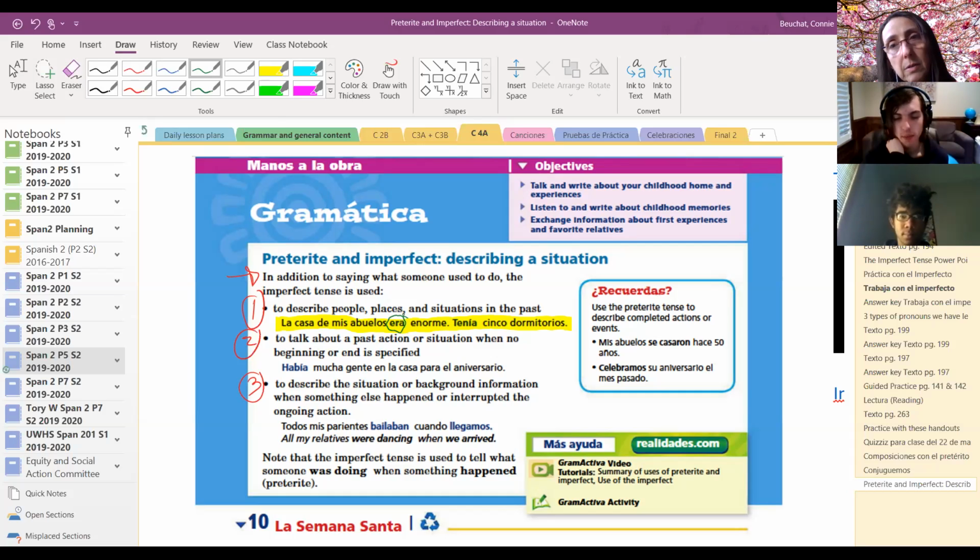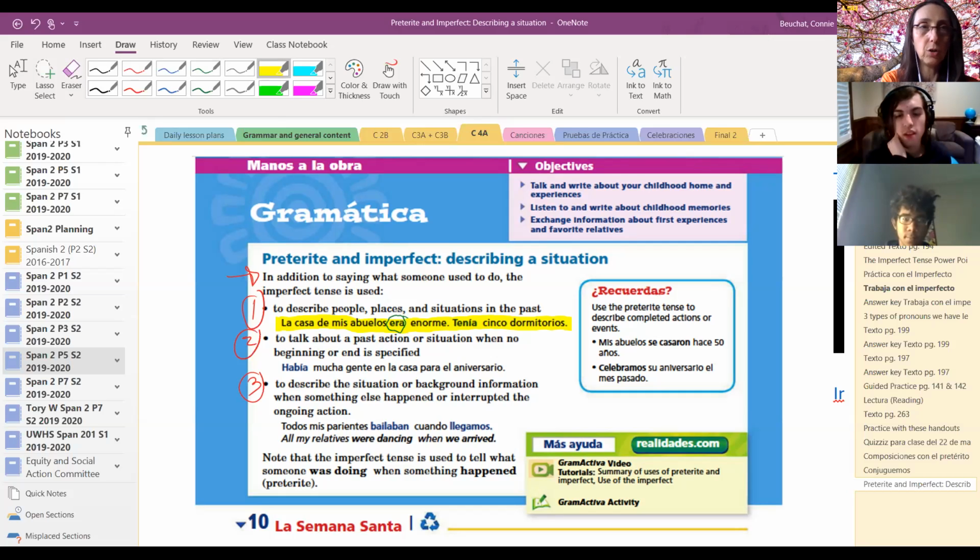Because they're describing the house as enormous and it's not like a verb. It is a verb. It's a verb describing that it was enormous, right? But it's a description. So it's not a one-time thing. It's describing how the house was. And it's not that it became small all of a sudden, right? So that's why we're using imperfect. Good job.